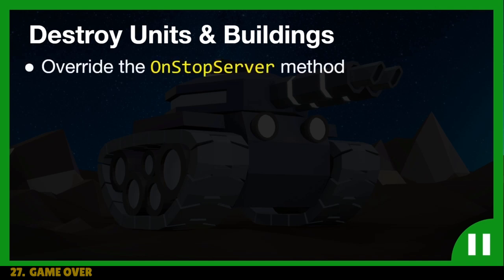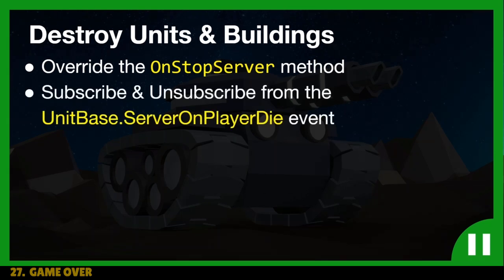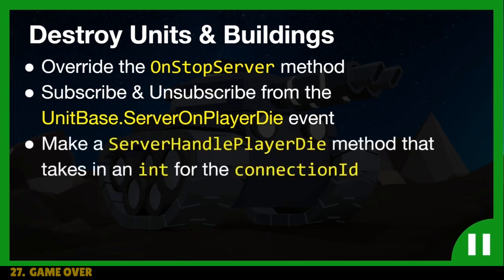So you'll probably thank me later if you're sick and tired now of it, but what I'd like you to do is override the OnStopServer method, because we currently only override the OnStartServer method. Subscribe and unsubscribe from the ServerOnPlayerDie event like that. So we know when some player dies, and then we also know who it is because it also passes through an int. So make a method ServerHandlePlayerDie that takes in an integer. And we'll actually write the logic together. So just set this stuff up and pause the video, give it a go. I'll be back in a minute.